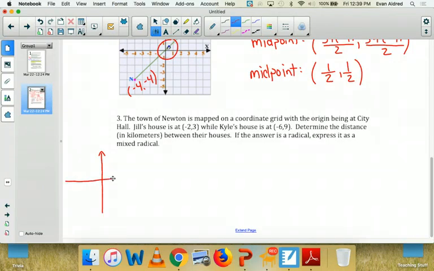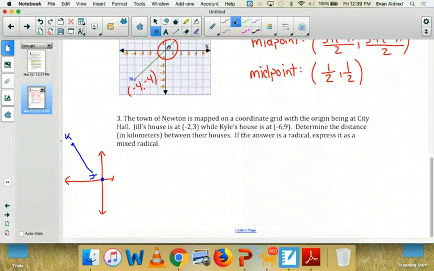So if we just do a really quick sketch here, we can kind of see what's happening. So City Hall is at the origin, that lies right there. Jill is at negative 2, 3. So let's say that she's right about there. Kyle is at negative 6, 9, so he's somewhere over there. So essentially all that this question is doing is asking us to figure out the distance from J to K, given the coordinates that have been indicated in the problem itself.